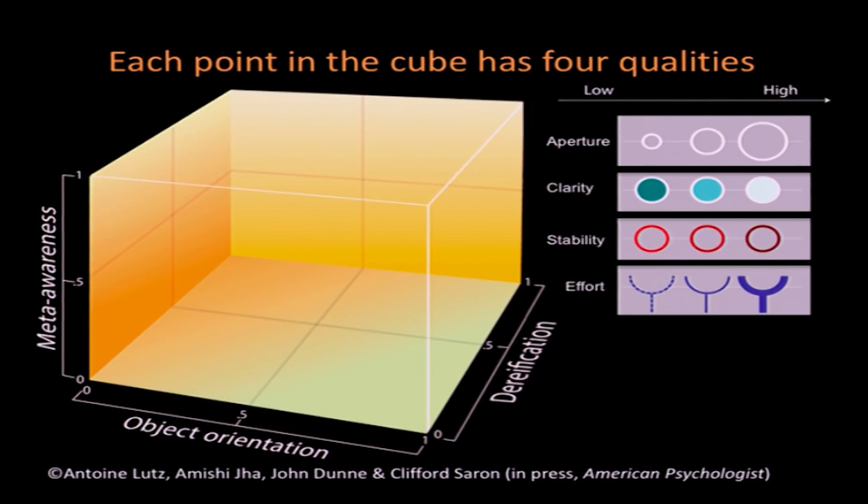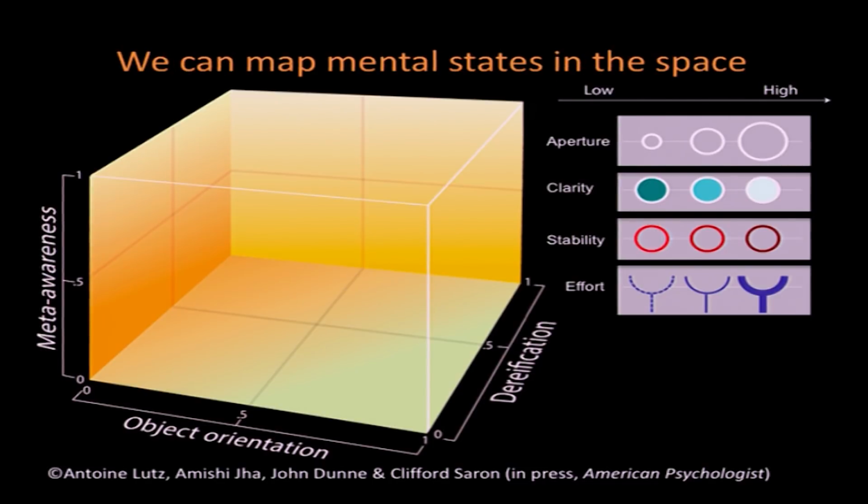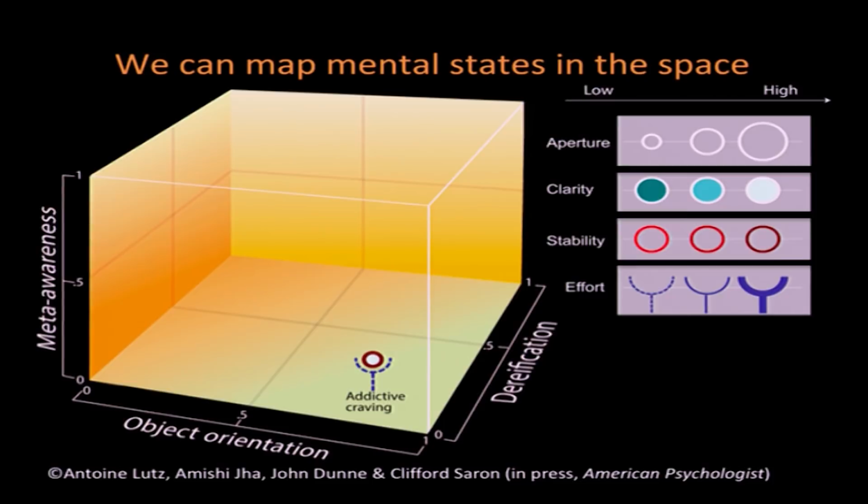And effort. And Thomas talked about effortful practice for beginners and less effort for experts. So we can map mental states, like addictive craving, which has very low de-reification, high object orientation, low meta-awareness, a lot of mental clarity, a lot of stability. It doesn't take much effort to be obsessed with an object of desire.